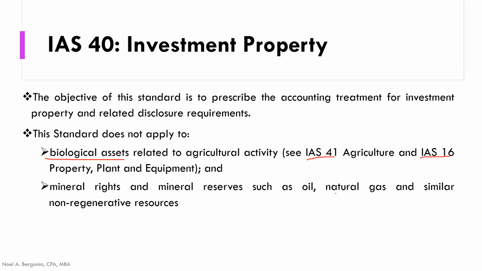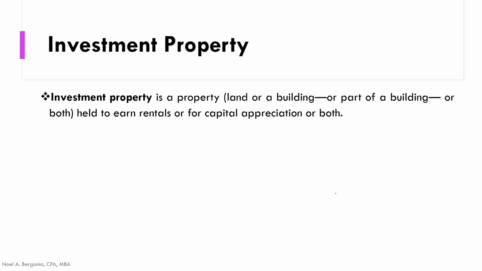Okay, so let's define investment property in accordance with the standard. So ang investment property po is a property. Okay, please take note of this. This property includes only land or a building or a part of the building or both.